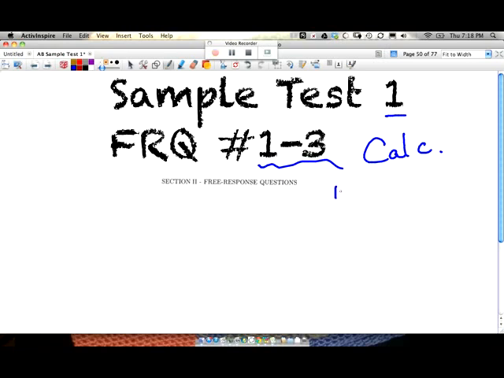This is an older format because in previous years, numbers 1 through 3 were calculator and numbers 4 through 6 were non-calculator. However, nowadays, it's only 1 and 2 that are calculator and 3 through 6 are non-calculator. Slightly different balance in the questions. Not a big deal, but just a quick note. Even though there's 3 calculator questions here, there are only 2 on the current ones.